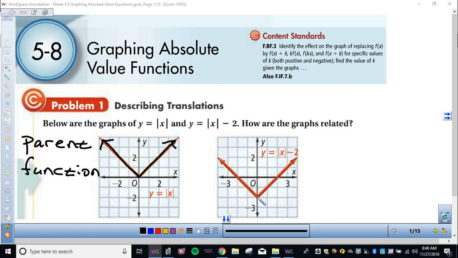So when the minus 2 is after the absolute value bars, like it is here, it moves it down 2 spaces. Okay, so give me those 2 graphs. Draw them in your notes.